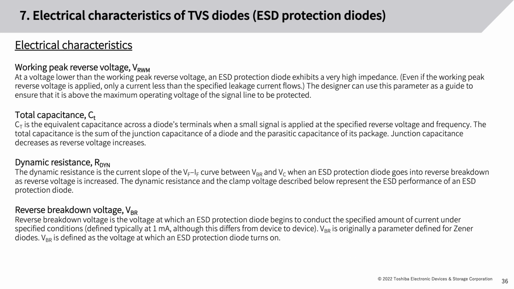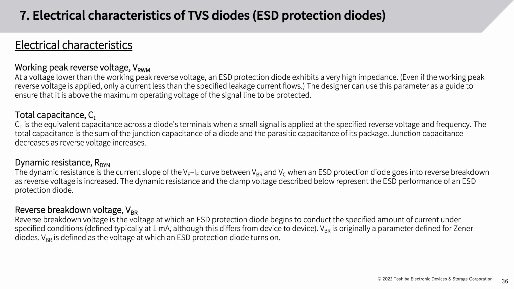Electrical characteristics of TVS diodes, ESD protection diodes. Working peak reverse voltage, VRWM. At a voltage lower than the working peak reverse voltage, an ESD protection diode exhibits a very high impedance. Even if the working peak reverse voltage is applied, only a current less than the specified leakage current flows. The designer can use this parameter as a guide to ensure that it is above the maximum operating voltage of the signal line to be protected.